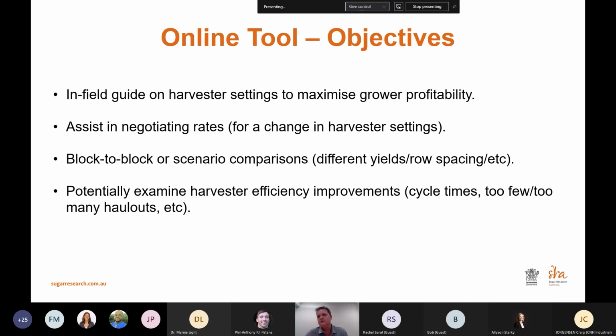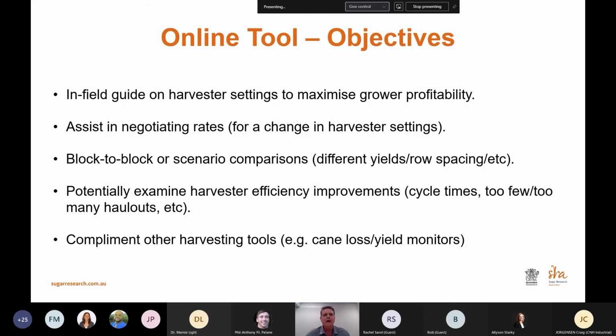So again, you know, is it going to be costly to have the harvester waiting for haul-out, or should we bring in that spare haul-out? Or doesn't it make economic sense? So hopefully the tool will help answer some of those questions. And again, just the last point, to complement other harvesting tools. Some of the cane loss and yield monitors out there are really great. Guys are already using them and seeing really good results. We're hoping to fine-tune those results. One of the questions I've asked at the forums has been, you know, what is the most economically optimum harvesting loss?